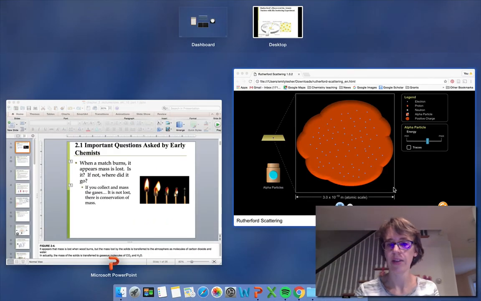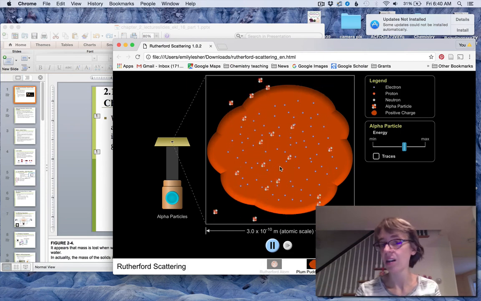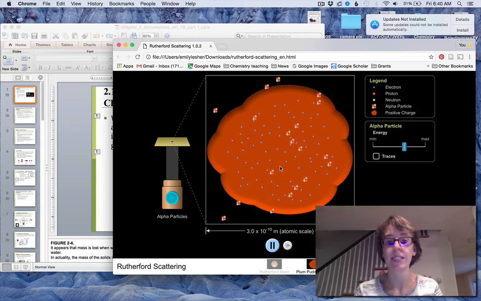And let's see sort of how that would vary with the plum pudding model. So if I'm using this plum pudding model where that positive charge is really diffuse, it's kind of spread throughout the volume of the atom, nothing at all theoretically would happen to these alpha particles.